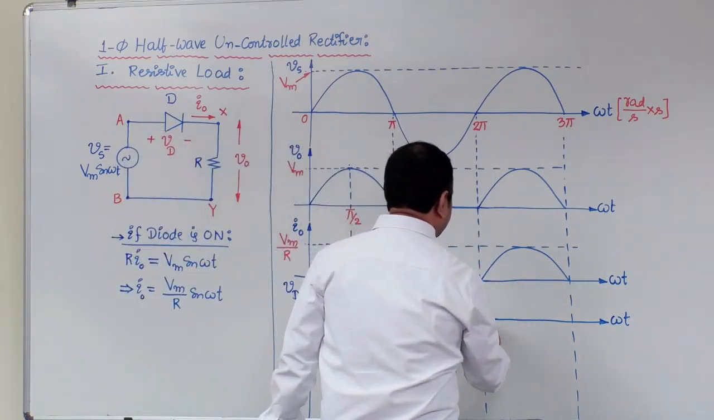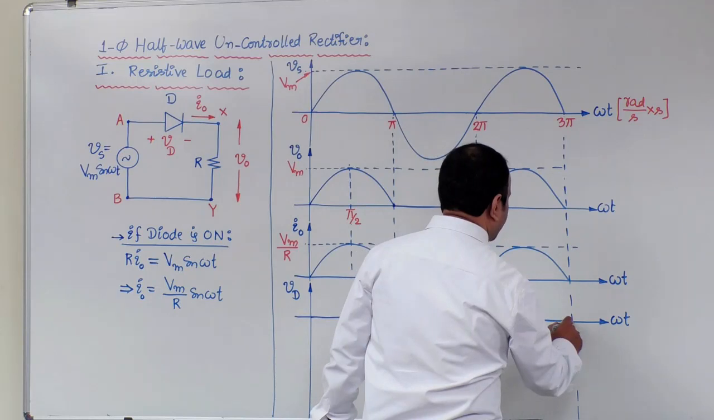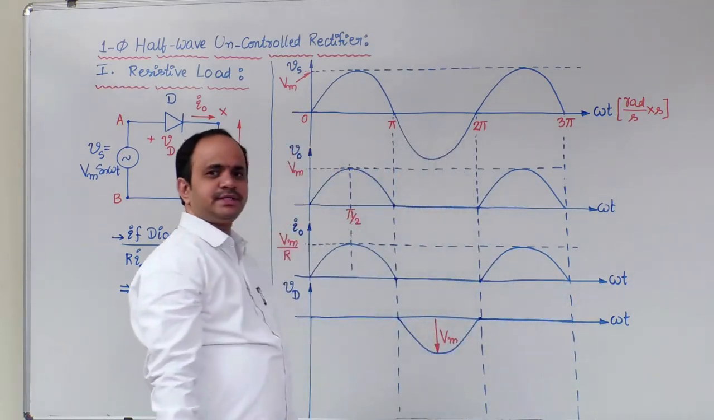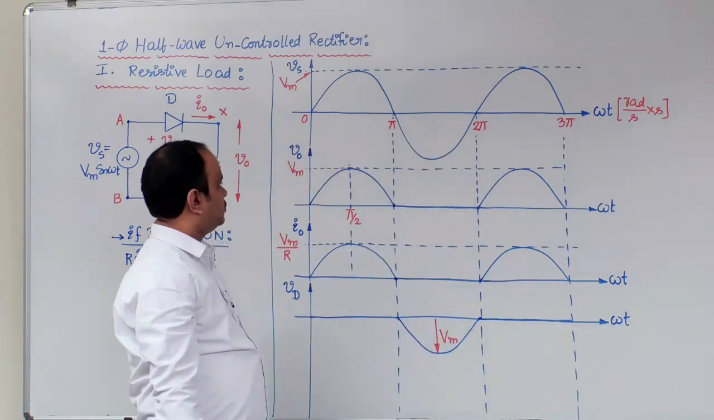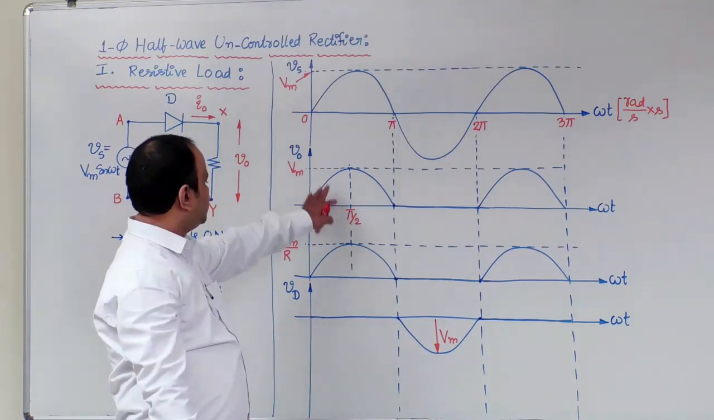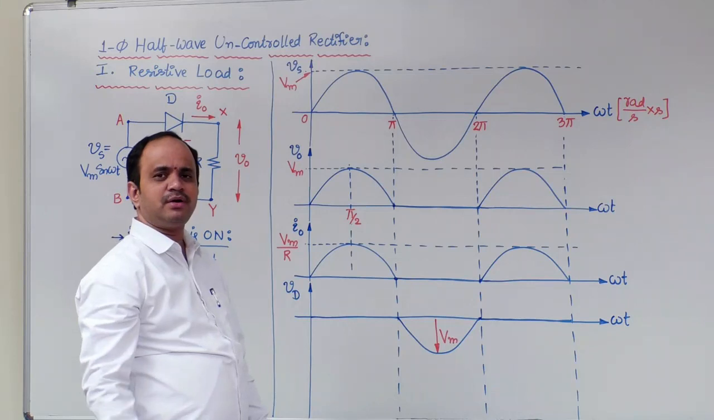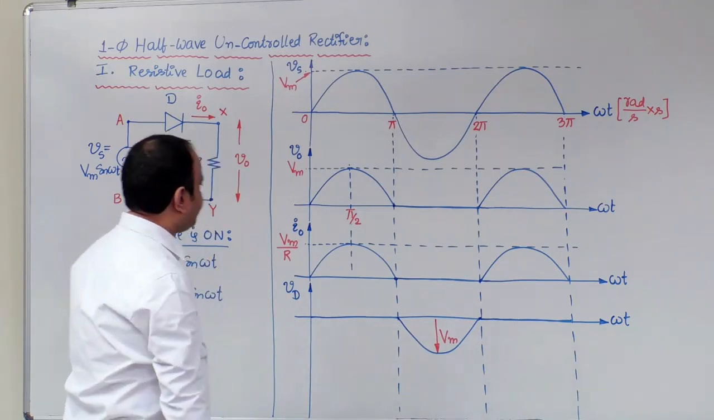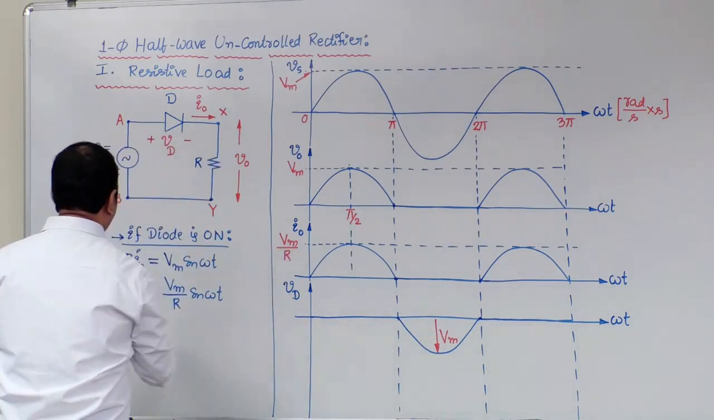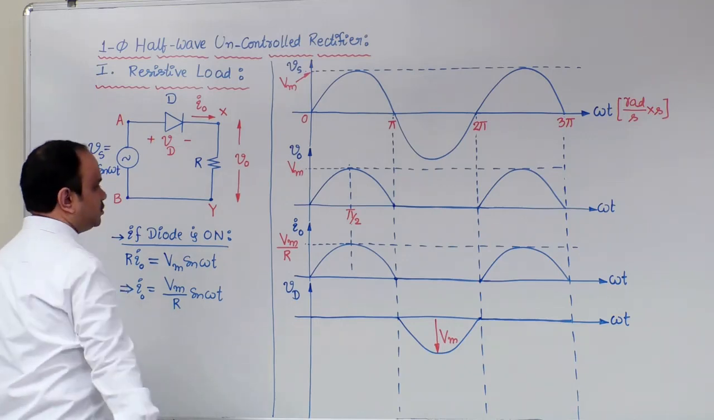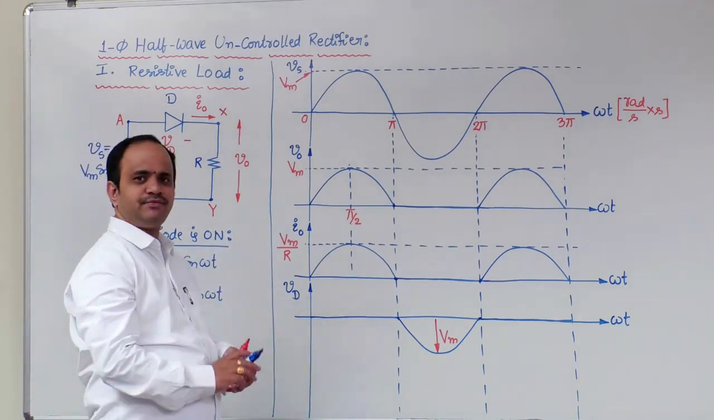And from 2 pi to 3 pi, as the diode is again in conduction, the voltage drop across the diode will be 0. Okay, this is a simple circuit. These are the waveforms for a single phase half wave uncontrolled rectifier with resistive load. Now, a few important conclusions that we need to write down from these waveforms.